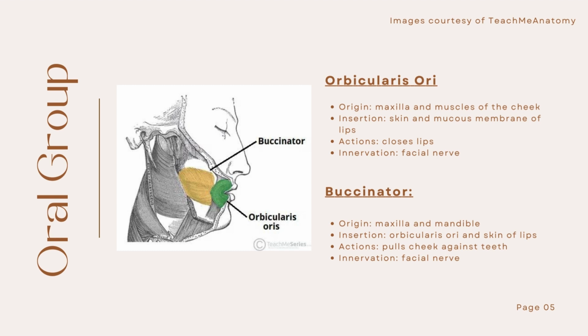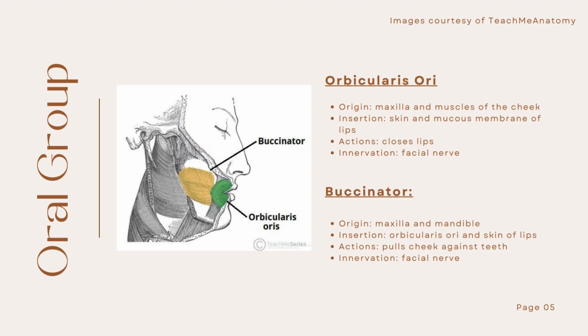Then we have the buccinator. This is actually deep to all of the other muscles of the face, and it originates from the maxilla and mandible, and then inserts into the orbicularis oris muscle and the skin of the lips. The action is to pull the cheek inside against the teeth, and essentially to prevent any accumulation or buildup of food in that area. And it's innervated by the facial nerve, more specifically the buccal branches. There are some other minor muscles that act on the lips and the mouth, and they can be divided into a lower and upper group.